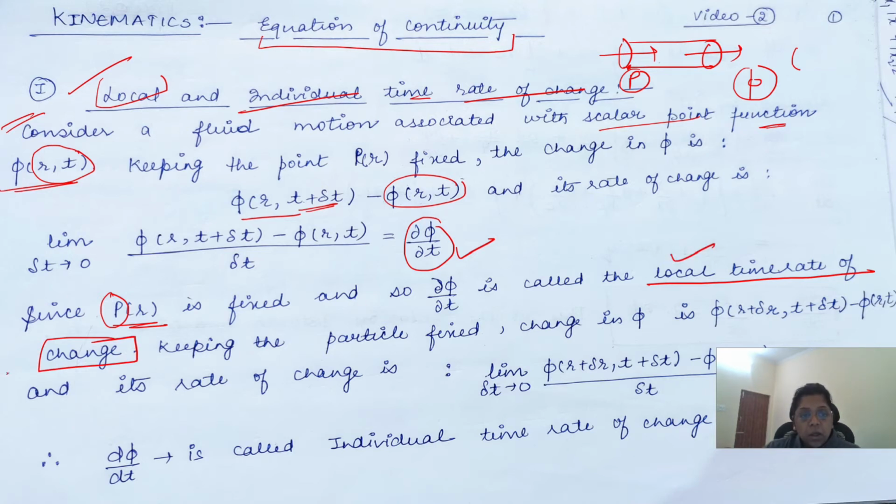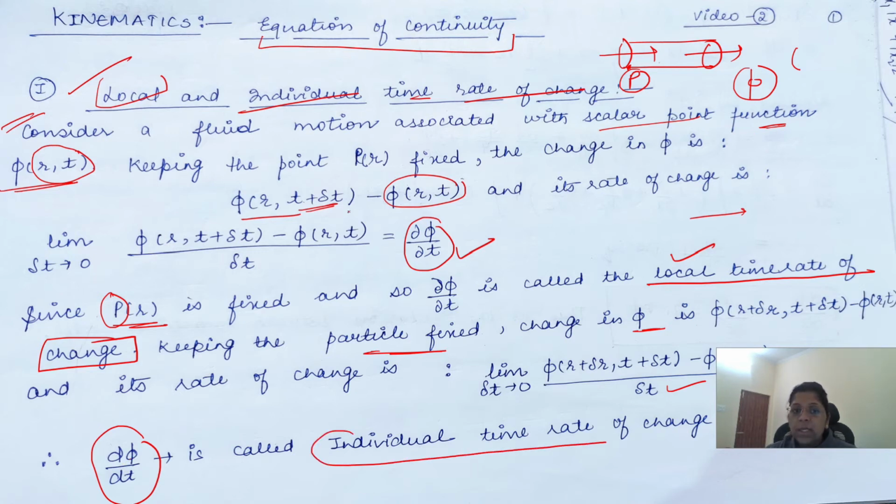Now keeping the particle fixed, the change in phi is phi(r plus delta r, t plus delta t), so the position is also changing with respect to time. The rate of change becomes phi(r plus delta r, t plus delta t) minus phi(r, t) over delta t. I hope this is clear. This is called d phi by dt when position and time both are changing, the individual time rate of change. When only time is changing and position is fixed, it is called the local time rate of change.